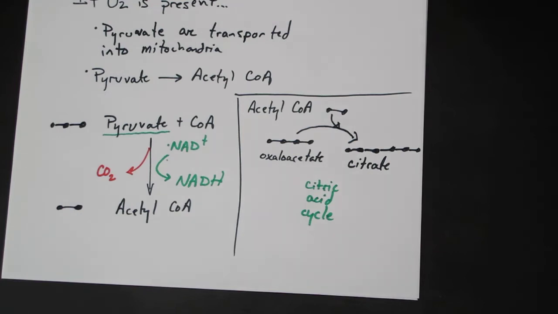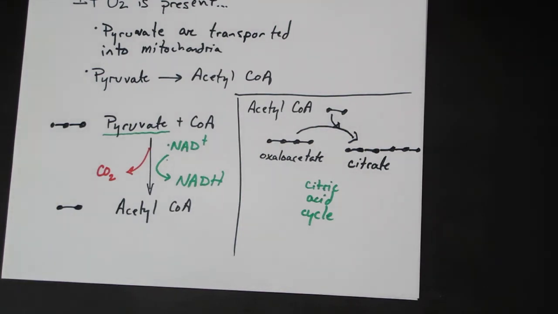It's sometimes called the Krebs cycle. It was named for its discoverer, Hans Krebs. And we also will sometimes call it the tricarboxylic acid cycle. You're going to see it named a number of different things, but I believe that the most current and proper name for it is the citric acid cycle.